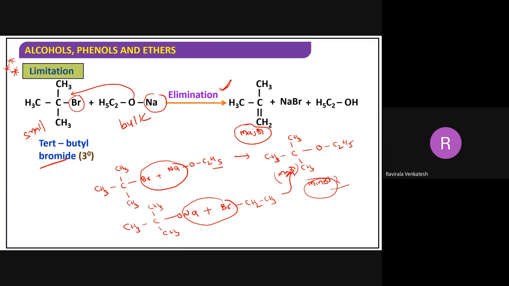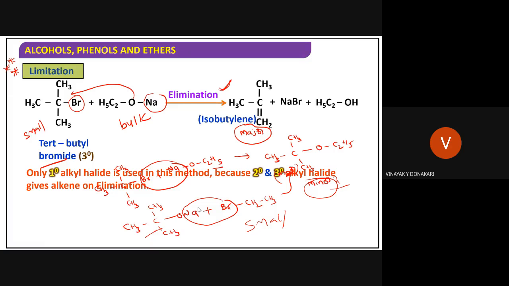So how to get the Williamson synthesis reaction? What we have to remember: to get alkoxide must be bulk group, alkyl halides must be smaller group here. If you remember this one, we can do n number of examples. Alkyl halide must be what? Smaller group. This must be what? Larger. Understood?